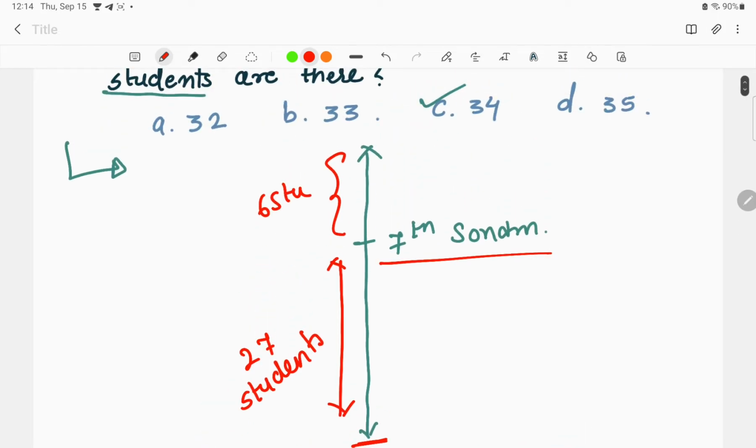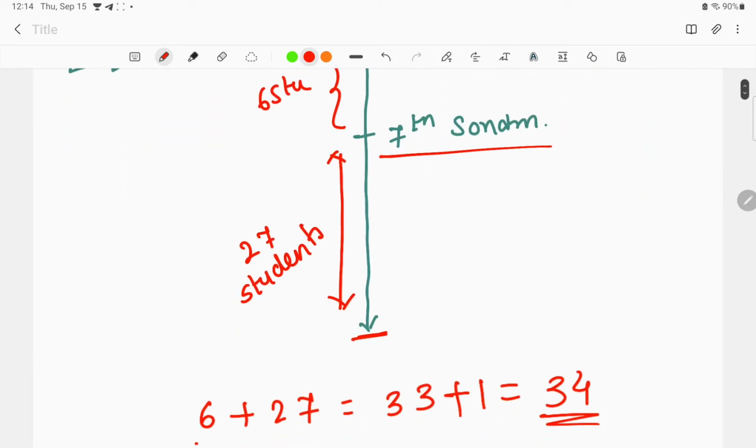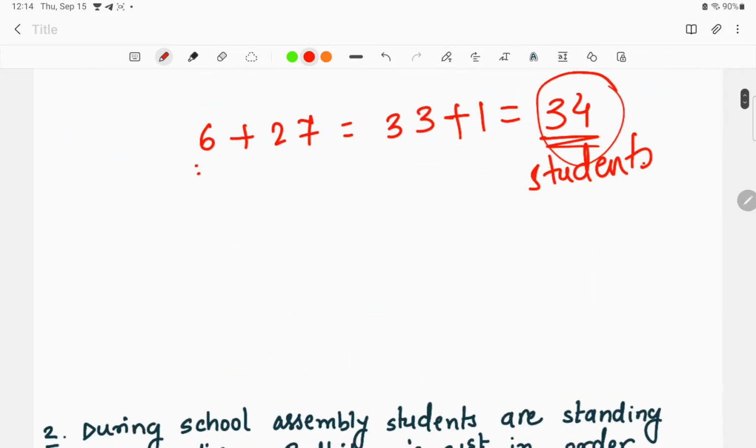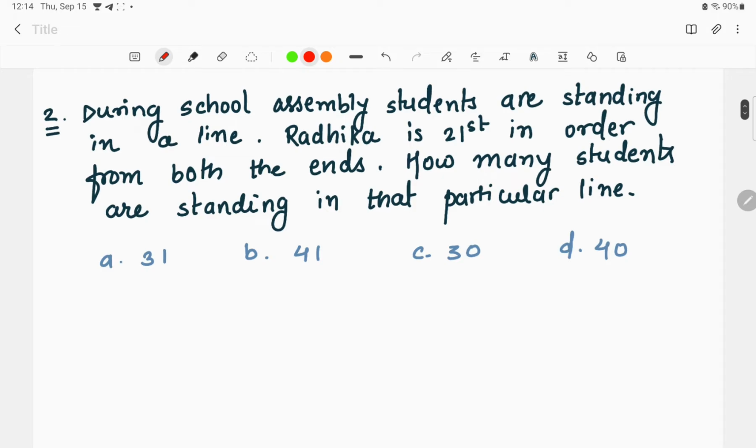So above Sonam there are 6 and below Sonam there are 27. So 6 plus 27 plus 1 for Sonam, then this will be 34 students. So there are 34 students in the classroom. This is how we solve the ranking questions. Now moving on to the second question.